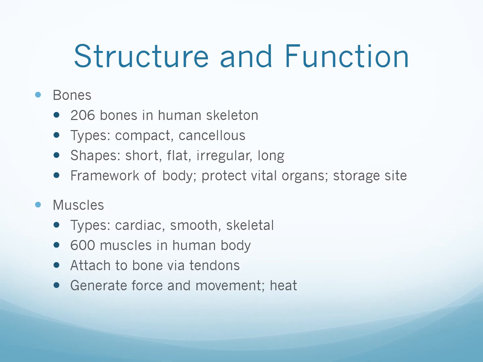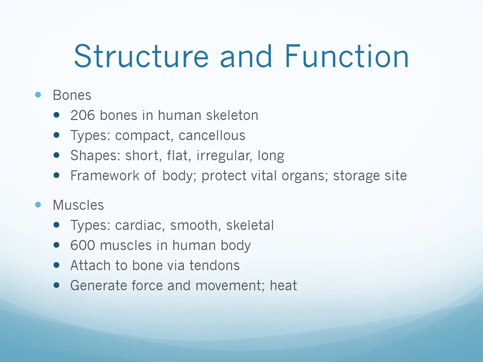So bones can be categorized by their structure. We have compact bones, which are dense and strong, and then we have cancellous or spongy bone, which is lighter and contains marrow spaces. And bones are also classified by shape, including long bones, short bones, flat bones, and irregular bones. So as nurses, understanding these structures is going to help us recognize how fractures, osteoporosis, and other musculoskeletal conditions can affect function and mobility.